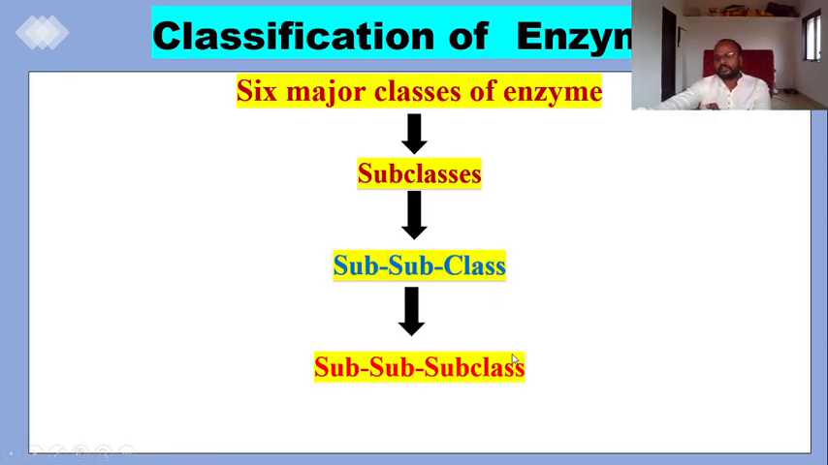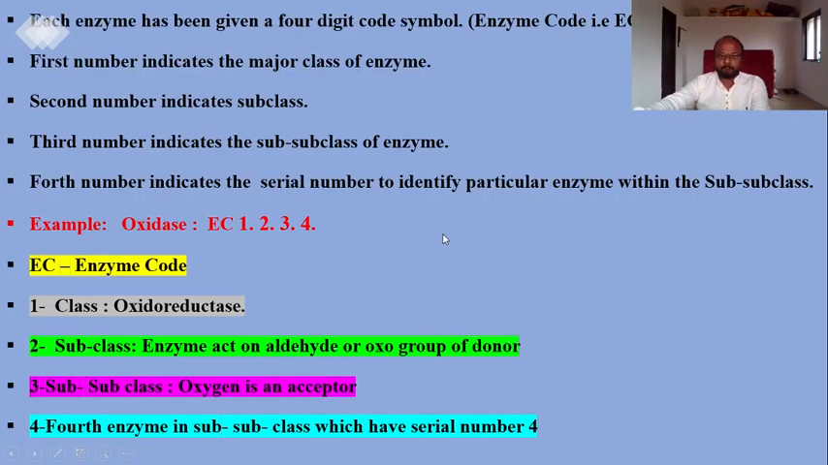Then, classification of enzymes. As we know, thousands of enzymes have been discovered by different scientists. Therefore, they are classified in a specific manner. The IUB classifies all enzymes into six major classes. Each major class is again divided into subclasses, then each subclass is again divided into subclasses, and again into subclasses. So this is the way of classification of enzymes.